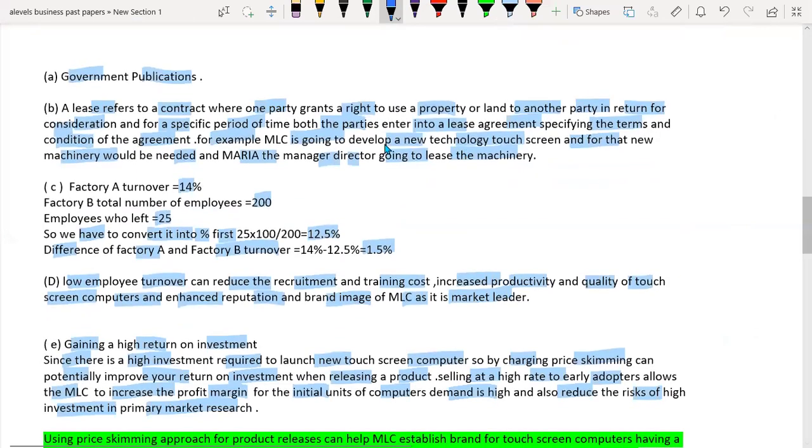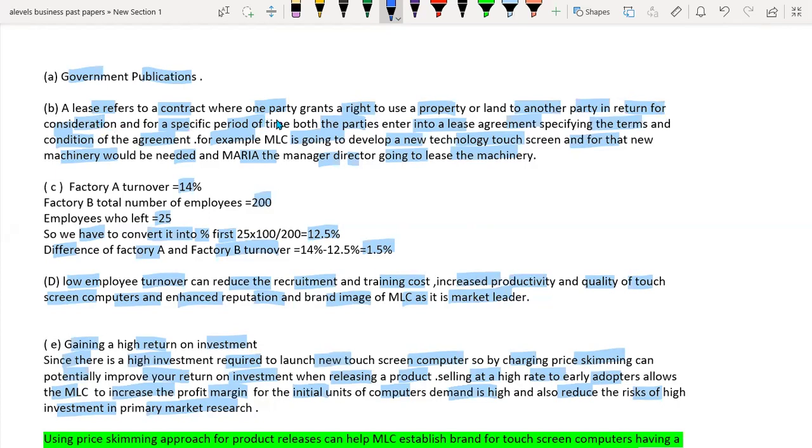So in the first question, they ask us to write the source of secondary market research. So I have written the government publications. This is the secondary research source. And in the second question, they have asked about the leasing. So first of all, we have to write its definition, and after that we have to use application from the case.